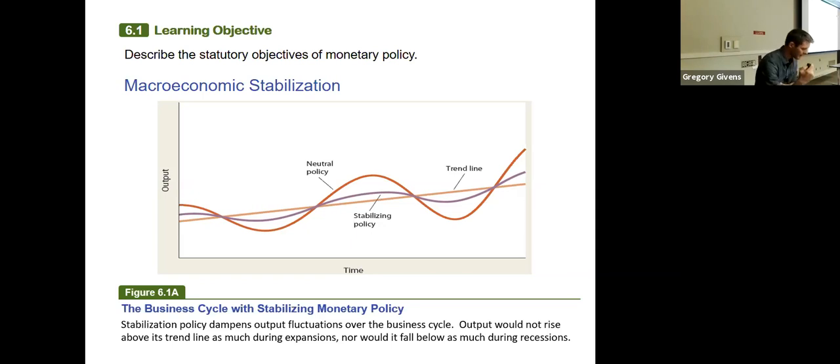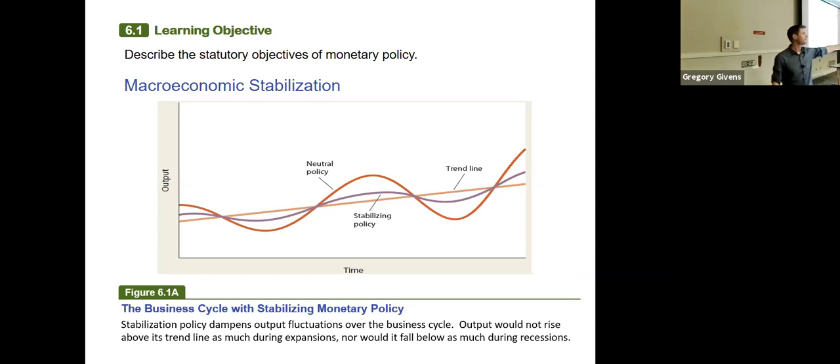That's what we mean by stabilization policy. Effectively, it means making recessions not as severe, but also dampening these expansions. So economic expansions are not going to be as robust, but recessions will not be as severe. That's what an effective stabilization policy looks like. This type of macroeconomic policy is sometimes described as a counter-cyclical monetary policy, right? Meaning that when output is high, you want to slow down the economy, right? If output is too low, you want to speed up the economy.